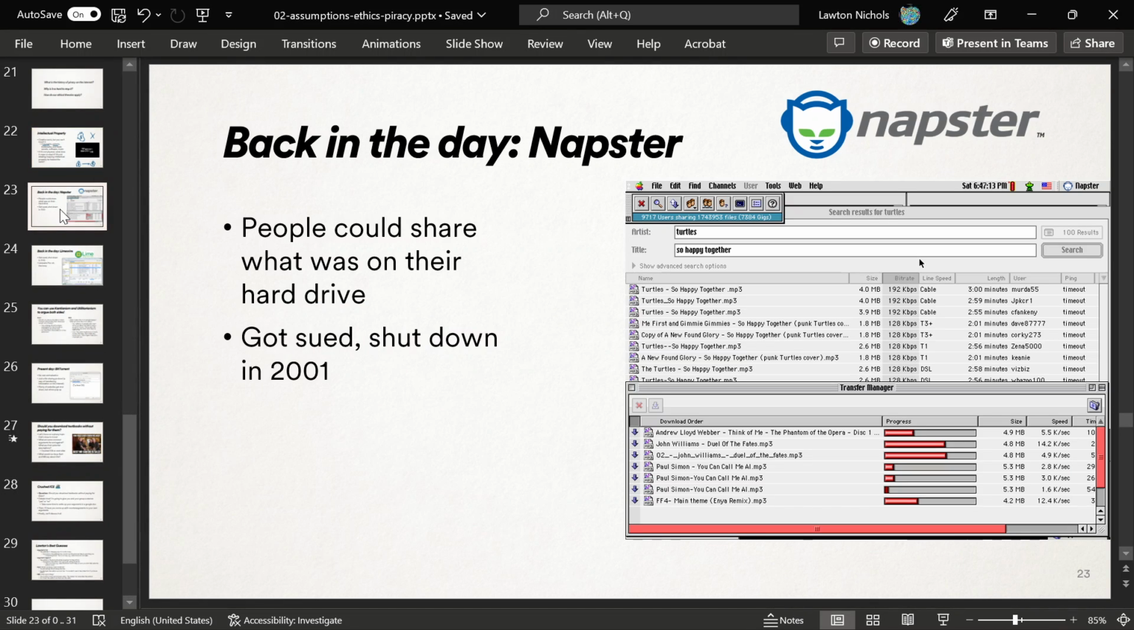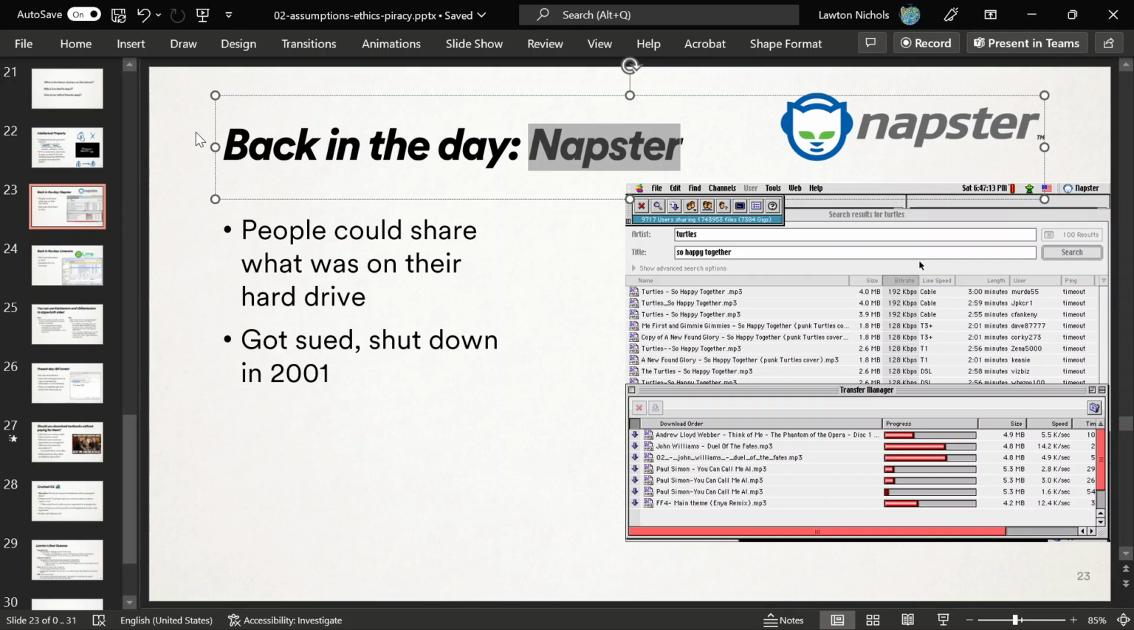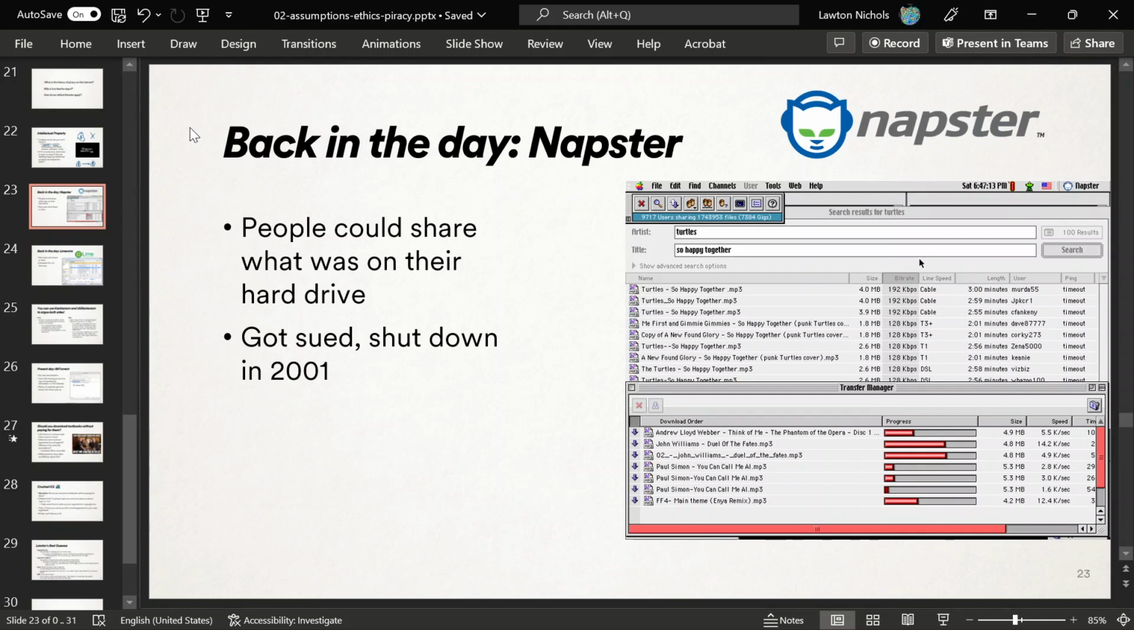All right, let's learn about how piracy used to happen. Maybe, depending on your age, you may have heard of this if you've Wikipedia'd the topic, or maybe you were alive at the time. I was not really on the internet when Napster was a thing, but I know of it. So I think the very first popular piracy software was called Napster. Maybe we've heard of that before.